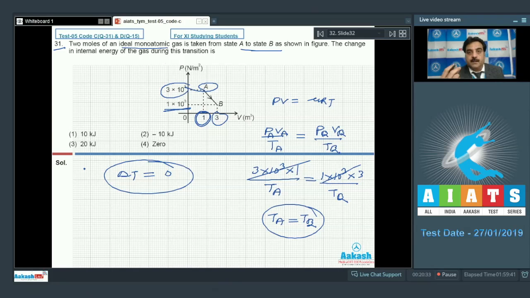As I said, change in internal energy in the case of an ideal gas depends only upon temperature. So the change in internal energy will be 0 because there is no change in temperature. So option number 4 will be the right choice. Let's move on to question number 32.